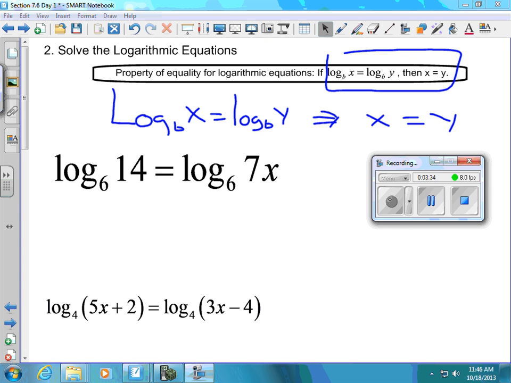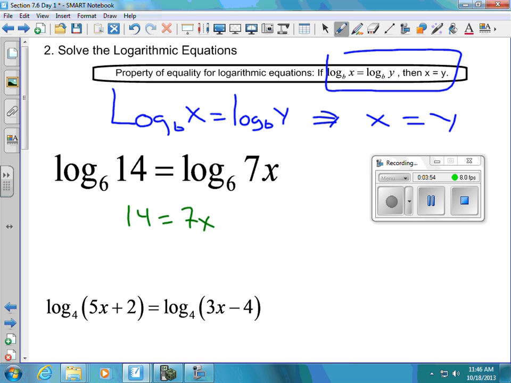Similarly, with the exponent rule, we have a logarithmic rule. If the log bases are the same, and log base b of x equals log base b of y, then x has to equal y. So here we have a simple equation. Log base 6 of 14 equals log base 6 of 7x. So that means that 14 has to equal 7x. Divide both sides by 7. So x is 2.